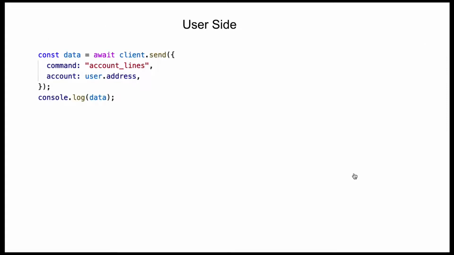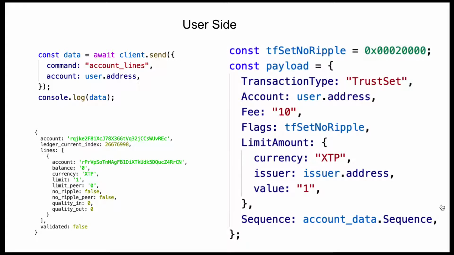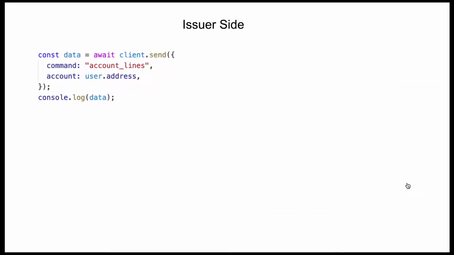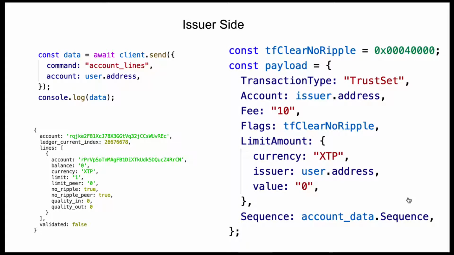If you as a user have a wrong setting on any trust line, for example here no ripple is false, which means rippling is enabled on this trust line from the user end, then to disable rippling on this trust line, you must rerun the trust set transaction with the set no ripple flag. This fixes the issue. If you are an issuer and have no ripple peer as true, which means rippling disabled, but as an issuer you should always allow rippling, then to fix it, run this trust set transaction with the clear no ripple flag.